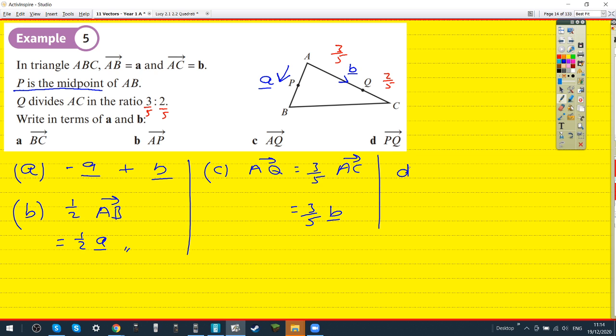And then part D. There would be minus 3/5 B. Other way. Start at P, go to Q. Oh yeah. It would be minus a half A plus 3/5 Q. And what is A to Q? A to Q is 3/5 of what? Oh, B, sorry. Yep. That's it.